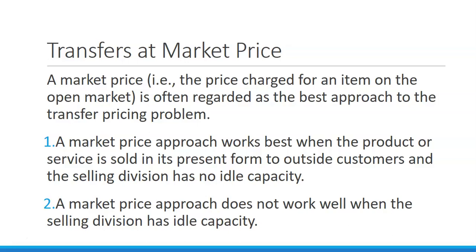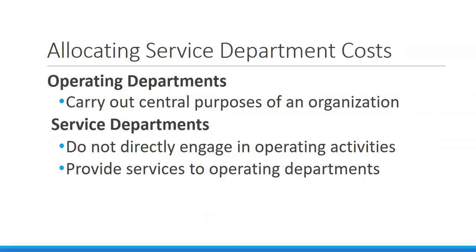The last thing that we talk about in Chapter 11 is the allocation of service department costs. As we talked about earlier in the responsibility accounting area, these are cost centers. So these are centers that provide services to an organization, but they don't engage in any revenue generating activities. They just provide services to the operating departments. For example, the accounting department provides payroll services to the manufacturing department and the sales department, but the accounting department doesn't sell their services outside for revenue generation.